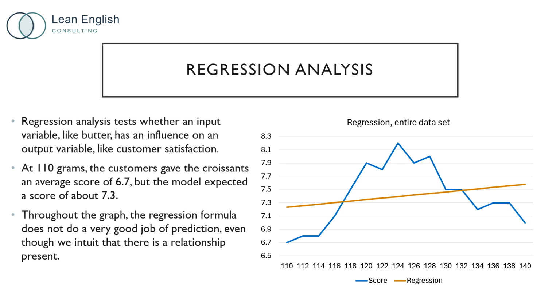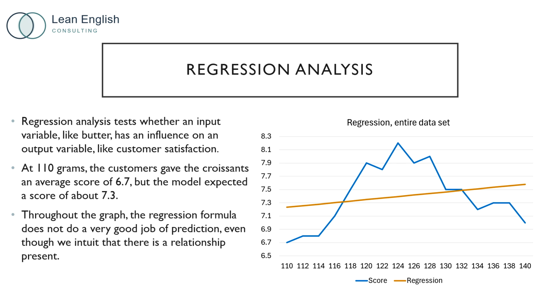Regression analysis tests whether an input variable, like butter, has an influence on an output variable, like customer satisfaction. The test calculates the influence and provides a formula that can be used as a predictive model. Therefore, if the input variable greatly influences the output, if the relationship is strong, then you will be able to accurately predict the outcome when the input changes. This is best explained with an example.